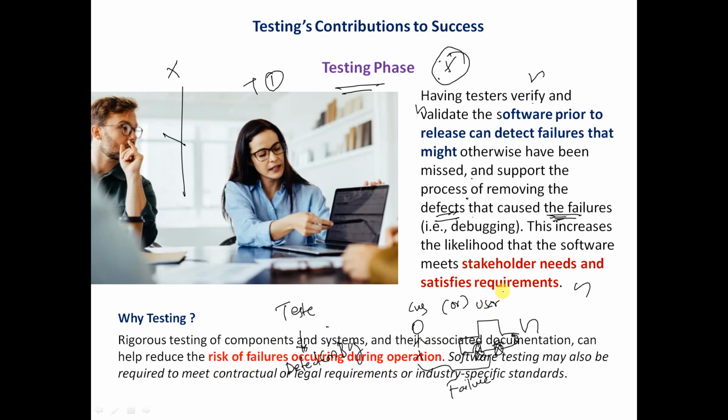So failure means, as we discussed, this can be ignored. Software testing may also be required to meet contractual or legal requirements or industry-specific standards. So these are also terms you have to understand or remember. All right, meet the contractual and legal requirements. So to validate all these, software testing is required.